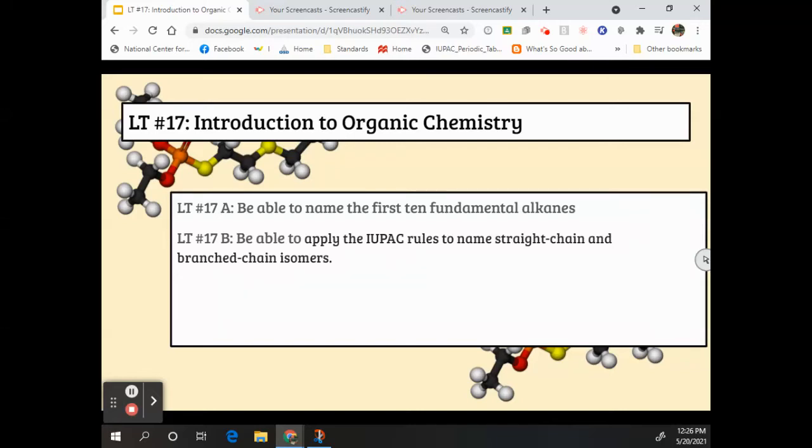All right, so this is your Learning Target 17, one of the last videos you'll get from me. I guess that's cause for celebration. It's Introduction to Organic Chemistry, where we're going to talk about alkanes today. The goal of this particular learning target is to be able to name the first 10 fundamental alkanes and to be able to apply IUPAC rules to name straight chain and branched chain isomers of alkanes, and I also threw cycloalkanes in there as well.